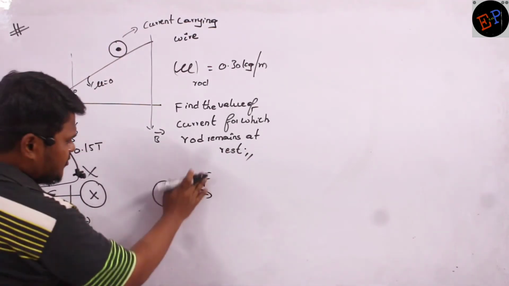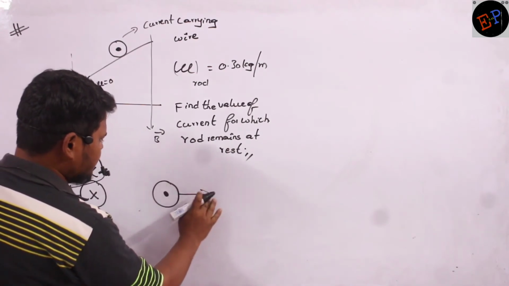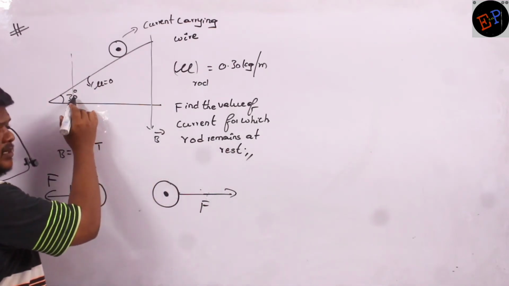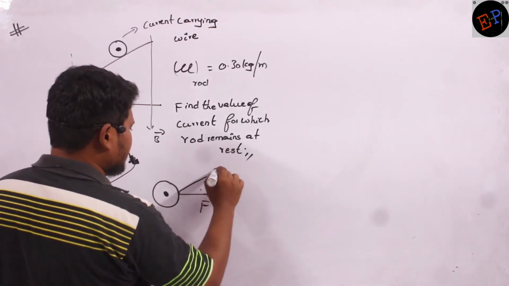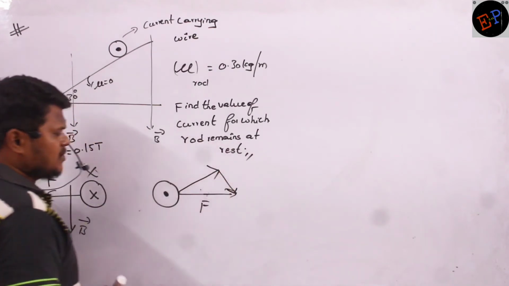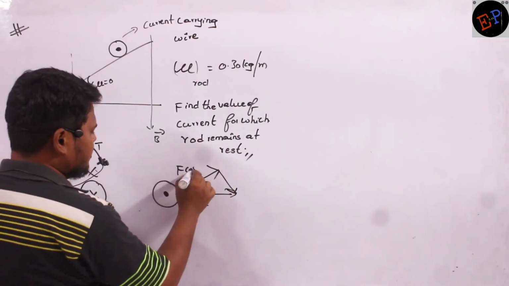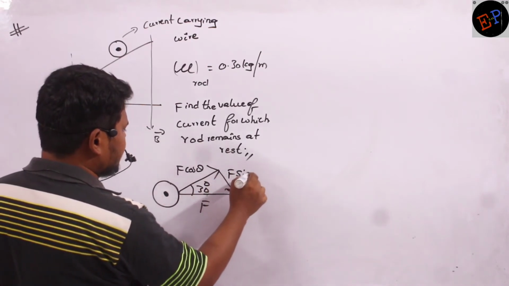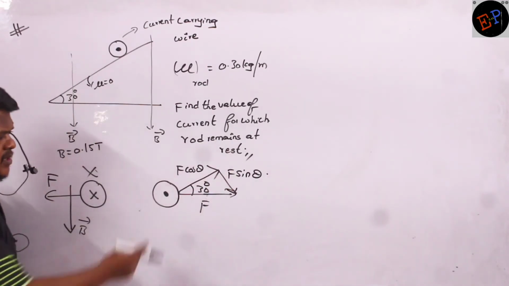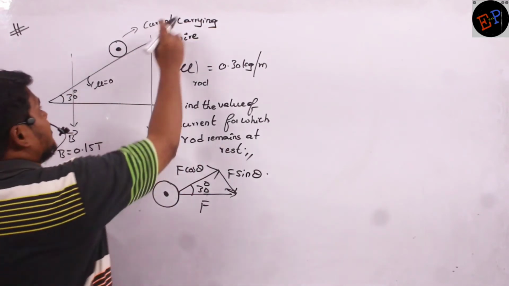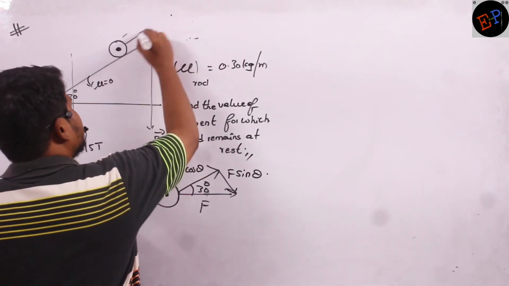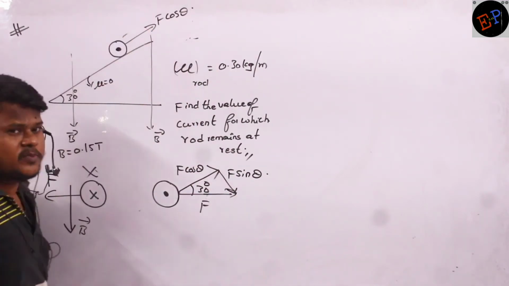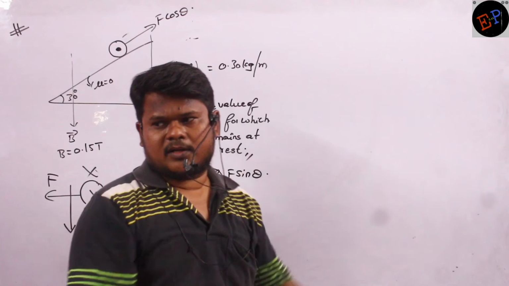Because if this is the force, I can always split this force into two components, no? So what is the angle theta here? 30 degrees. So this force I can split into two components. So this is F cos theta. If this is 30, this is also 30. So F cos 30, F sin 30. Now see what is the direction of F cos theta. F cos theta is present in this direction. So this force is responsible to pull the rod above the plane.